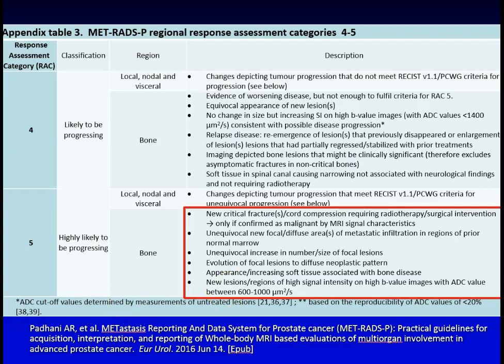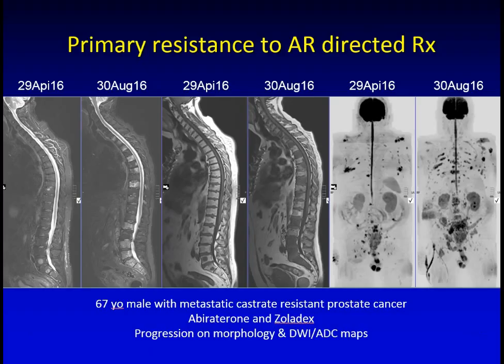And here's an example of somebody who develops disease progression. So we can see this is primary resistance to an AR directed therapy. We can see new lesions, we can see enlargement of previously noted lesions, and clearly this is progression. Similarly, we see nodes in the pelvis enlarging, and even the recurrence in the prostate gland is also enlarging with bladder involvement.